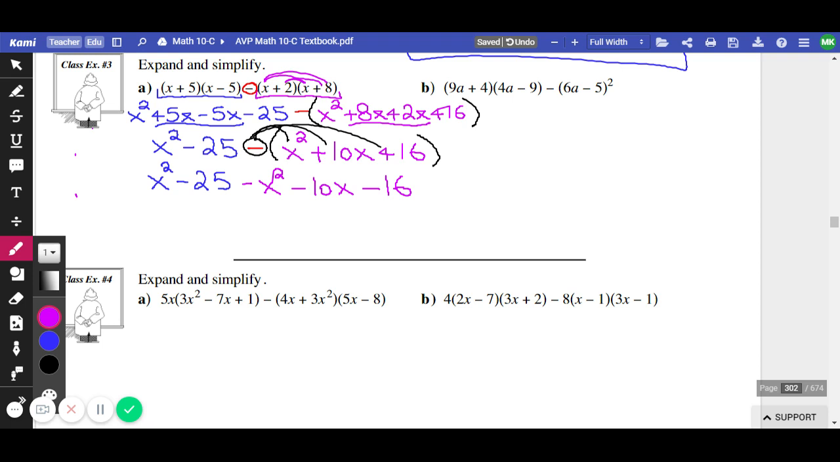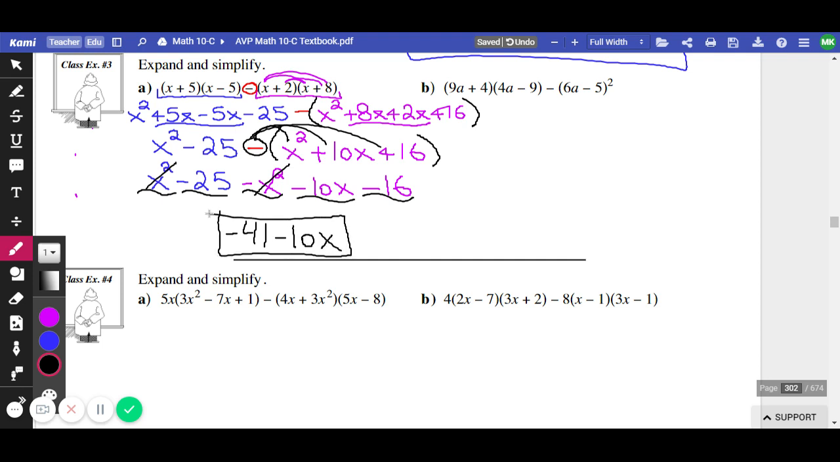Okay. At this point, I should have some like terms I can collect. If you look, I have two that are both x squared. I have a plus x squared and a minus x squared. Those cancel out or equal 0. I then have a 25, negative 25, and a negative 16. Those could combine to become negative 41. And then I have a negative 10x.